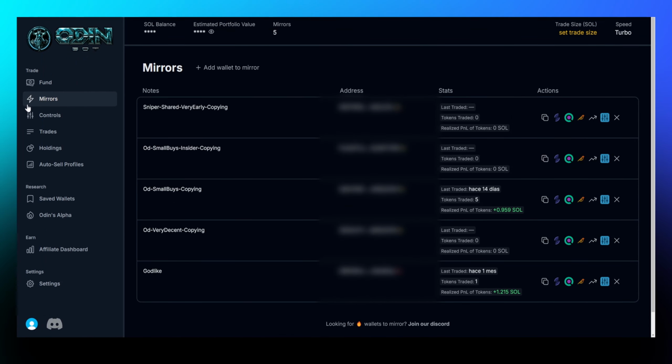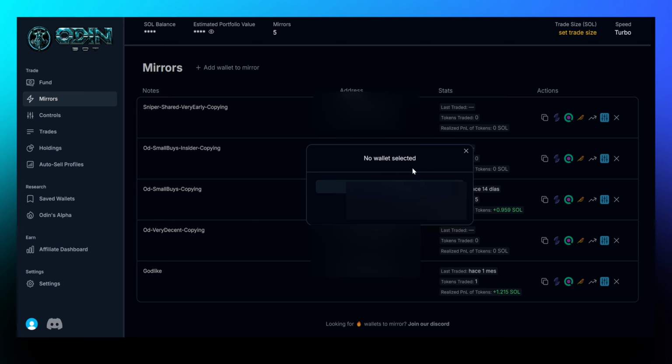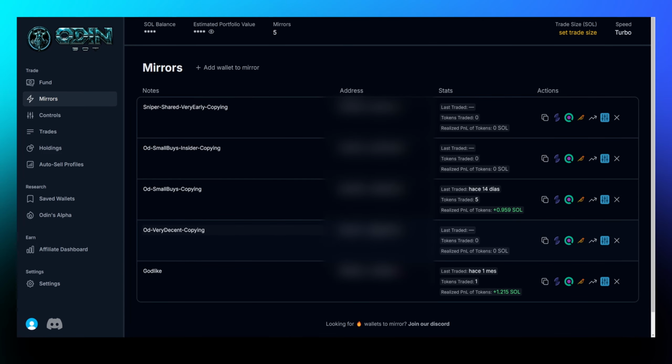Moving on, we have the mirrors tab, which you're going to add your mirror wallets, which means the wallets that you want to copy trade. So for example, let's say I want to add a mirror wallet. I'm going to click here on the plus button. I'm going to paste the wallet, which I am already copy trading. And you're going to have to give it a tag. Aside from that, you're going to have some stats like when was the last traded time, how many tokens it traded, and the realized PNL.